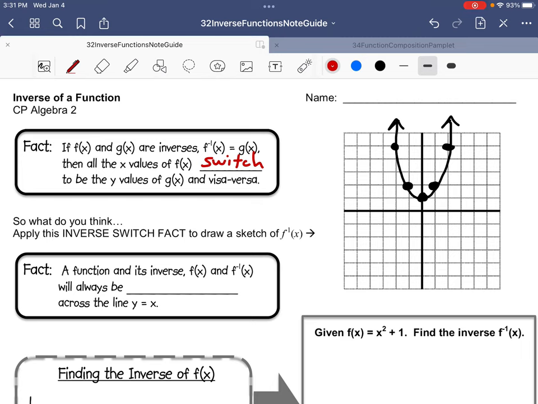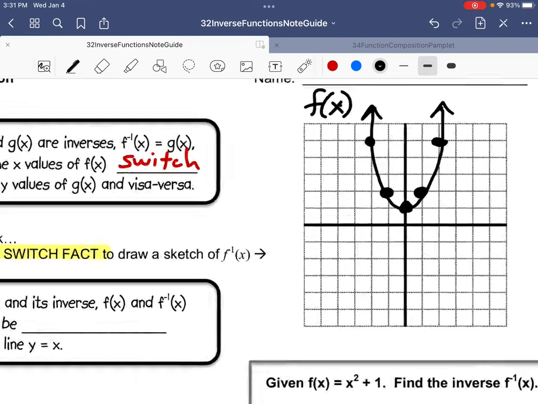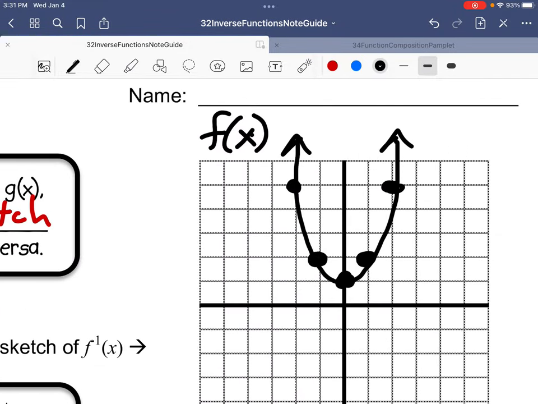Let's see if we can apply that idea, this inverse switch fact, to help us draw a sketch of the inverse of this graph. Now, this graph right here, this is the f of x graph. And what we're trying to do is come up with the inverse graph. Now, it sounds like we got to do some switching of x and y values, so maybe it would be helpful if we just figure out some x and y values, which is exactly what I'm doing first. I'm basically finding the x and y values of these points. So we're writing these points with x and y values.